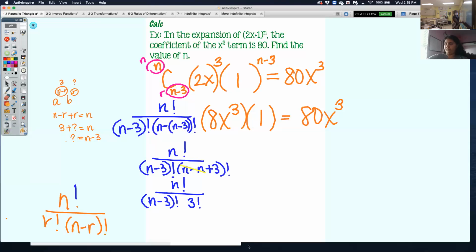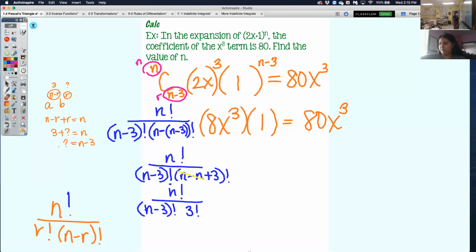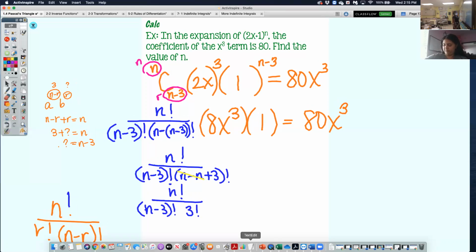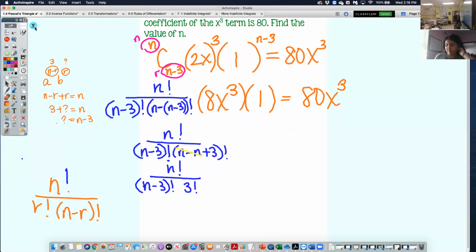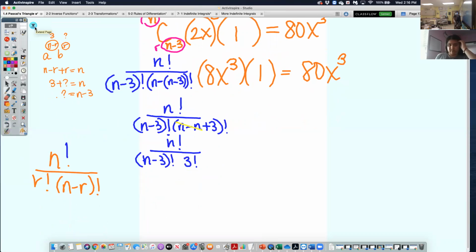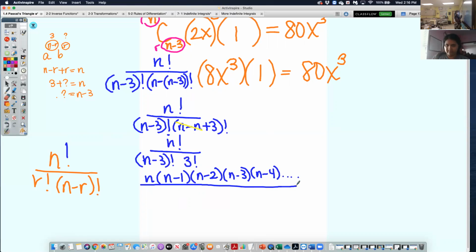What do we know n factorial is? What's n factorial equal to? Expand it: n times n minus 1 times n minus 2 times n minus 3, and it keeps going. What about n minus 3 factorial? What is that?